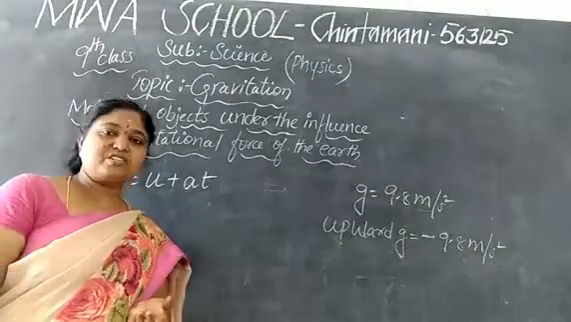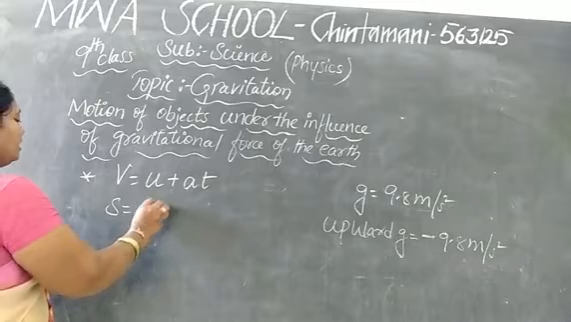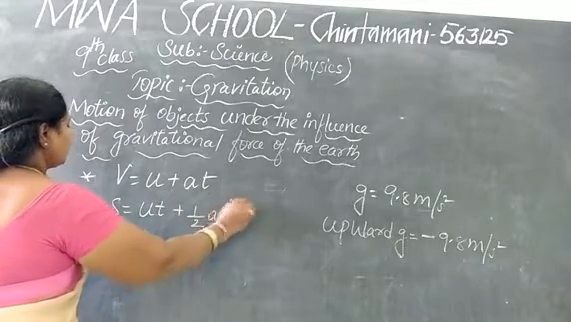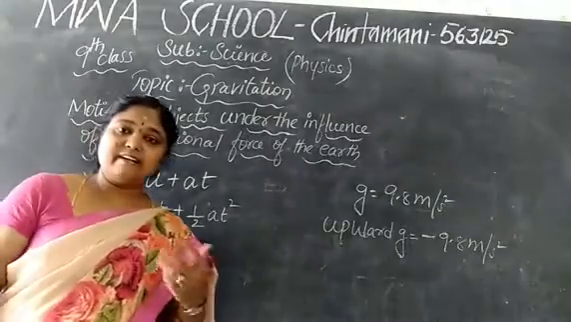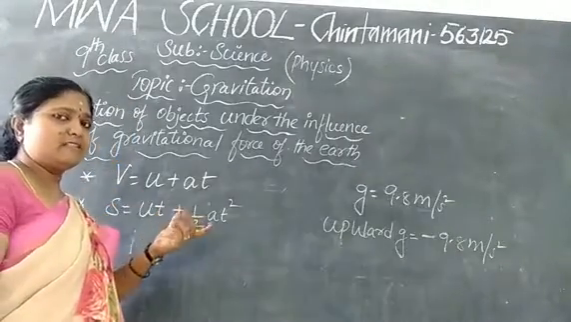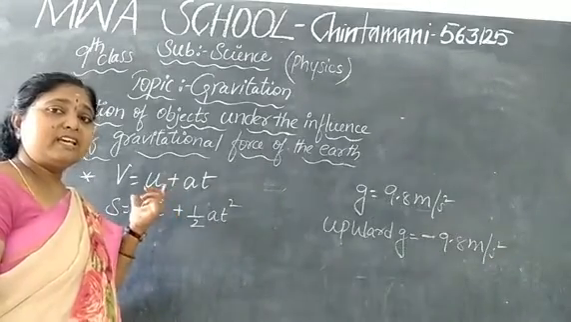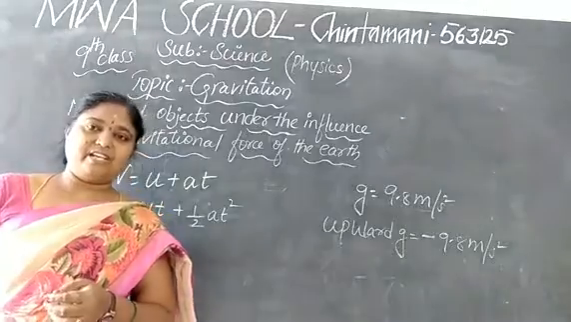What is the next equation? S is equal to UT plus half AT square. What do you mean by S here? The distance travelled or the displacement, you take it as S. Then U, the same thing, is the initial velocity. T is called time. A is called the acceleration.